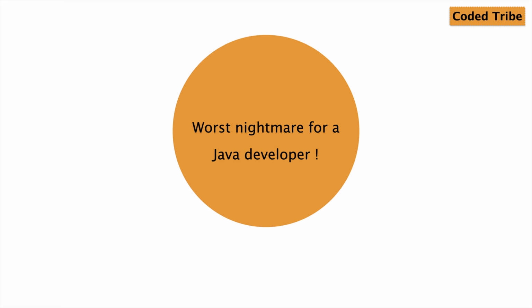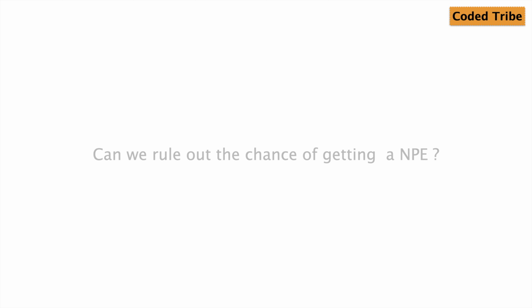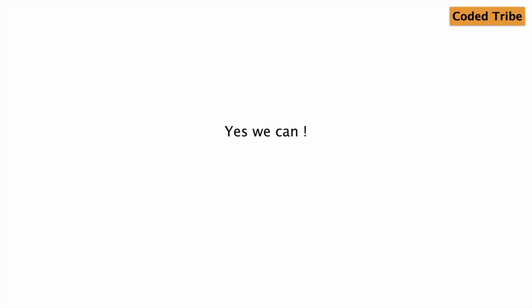I myself have spent a hell of a lot of time debugging issues whose root cause was a null pointer exception. But the question is, can we rule out the chances of getting a null pointer exception? Or at least can we minimize the chances of encountering a null pointer exception in production-ready code? The answer is yes, we can.